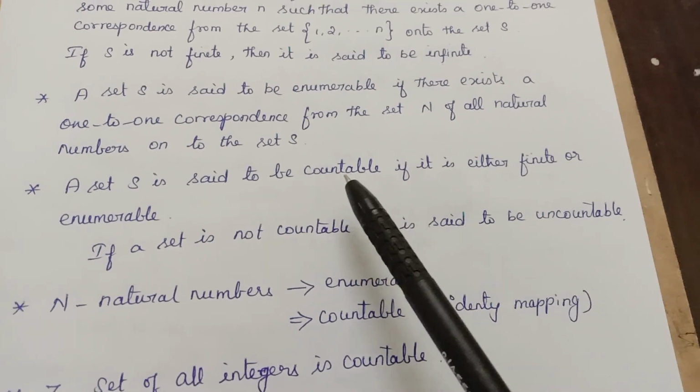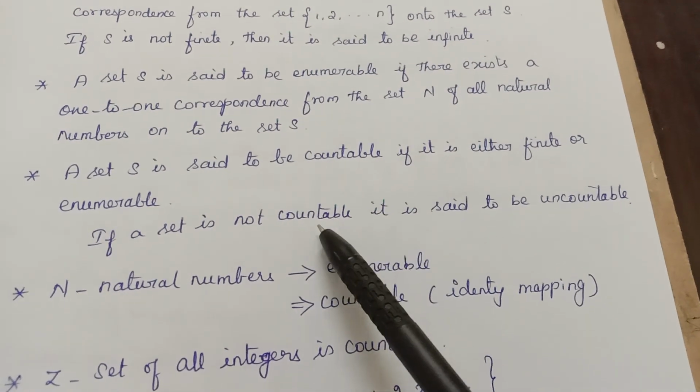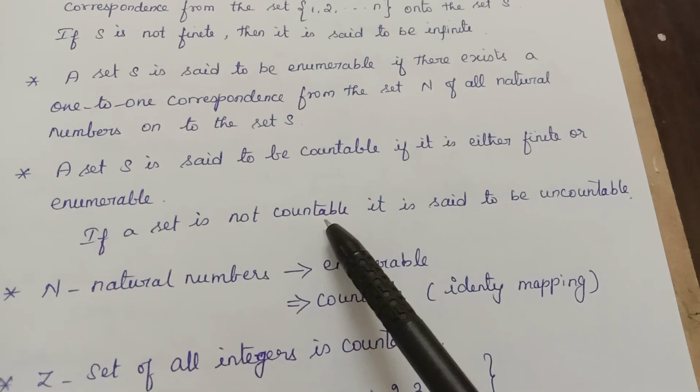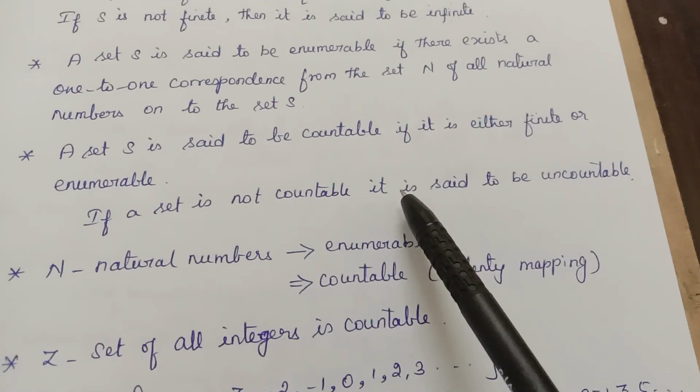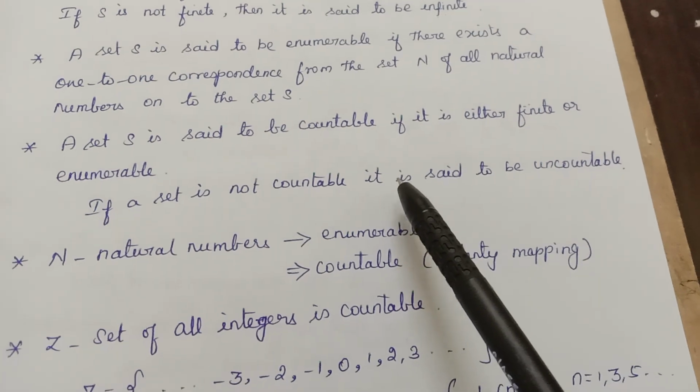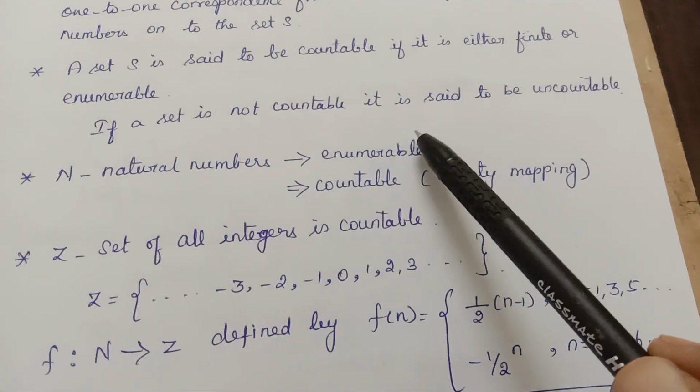So the set may be finite or infinite. It can be countable or uncountable. Uncountable means you cannot arrange the elements in some order. Element 1, element 2, in that order you cannot arrange for uncountable sets. Okay, now let's see some examples.